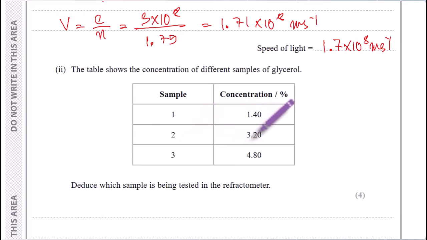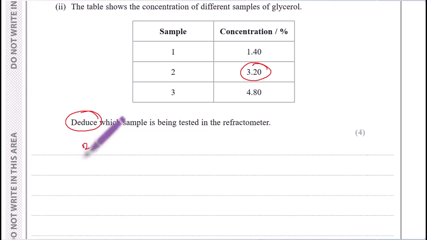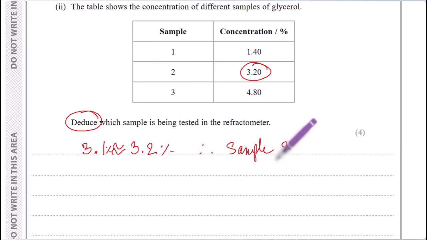Now you go in the table and check. 3.1 is closest to 3.2, and it's a deduce question. Always remember, when it comes to deduce questions, there has to be a numerical comparison. So 3.1 is approximately equal to 3.2. Oh, do give percent as well. Therefore, it has to be sample 2.